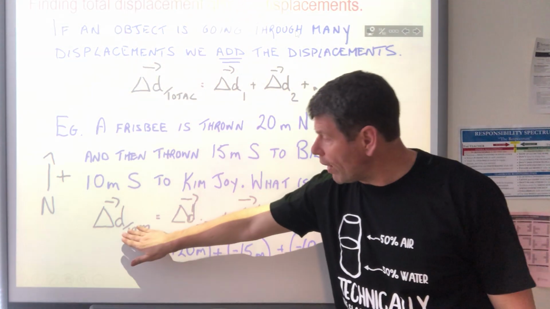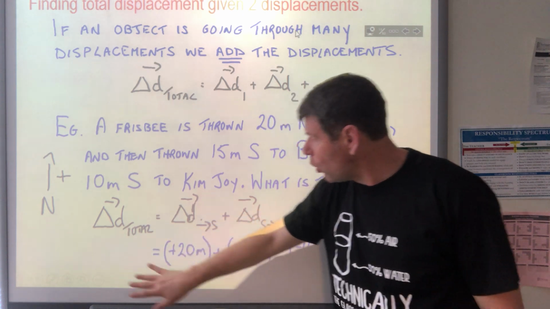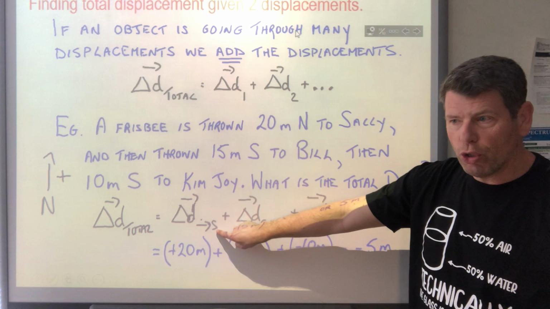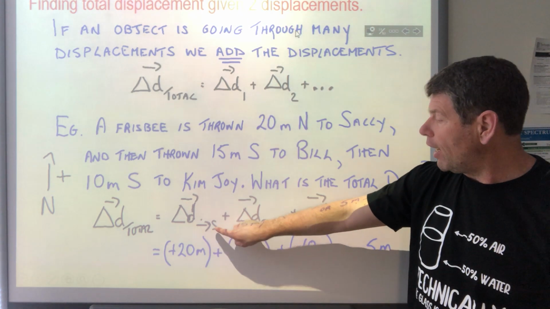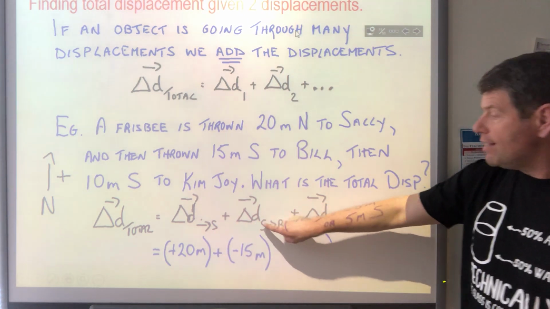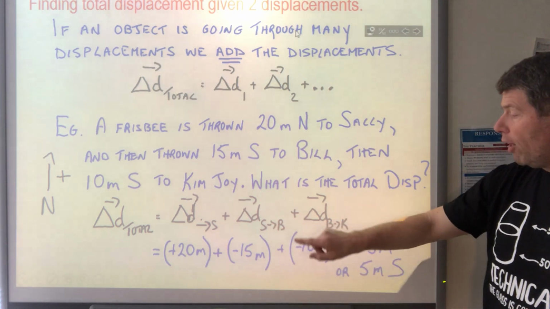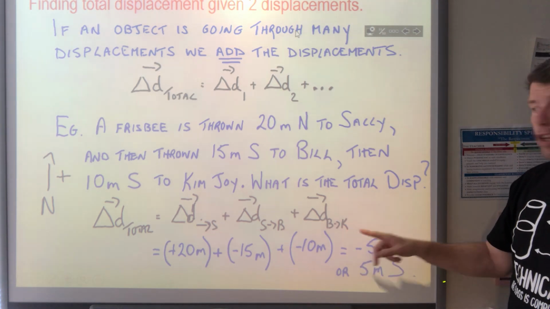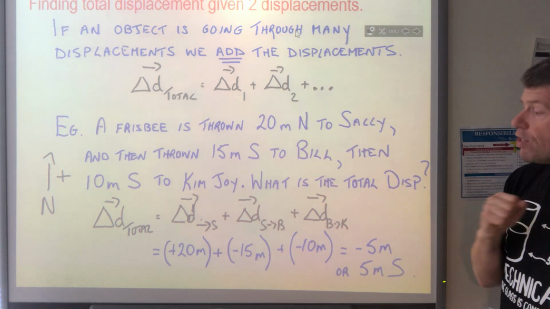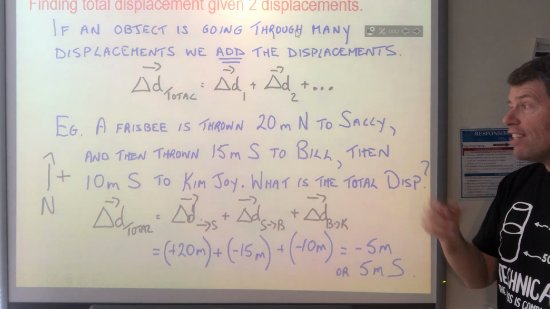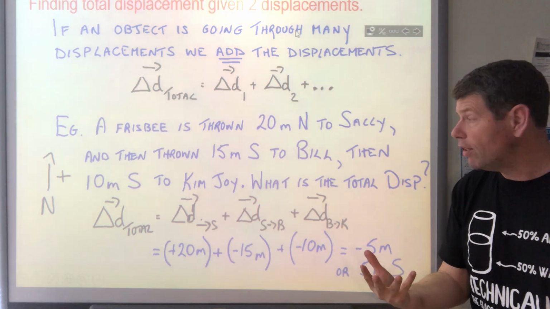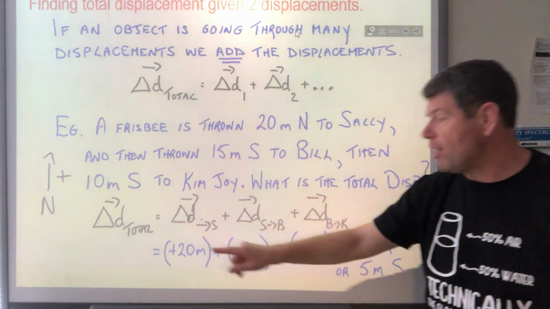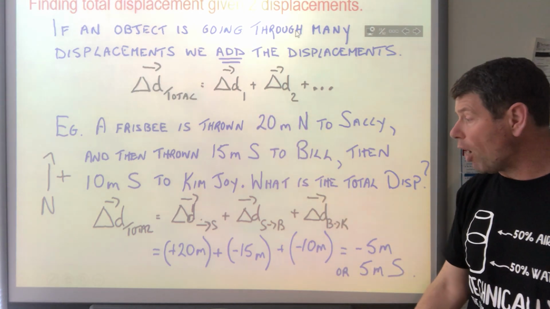So again, I'm just going to write out my formula. Displacement total is equal to the first displacement, which was to Sally. We're not sure who was throwing it. Could have been me, Mr. Mac. To Sally. And then the next displacement for the Frisbee is from Sally to Bill. The third displacement is from Bill to Kim Joy. So I am just going to take the values given to me in the problem, but if it says north, that's going to get a positive sign. So here is the displacement to Sally, positive 20 meters, because I've decided that north is positive.